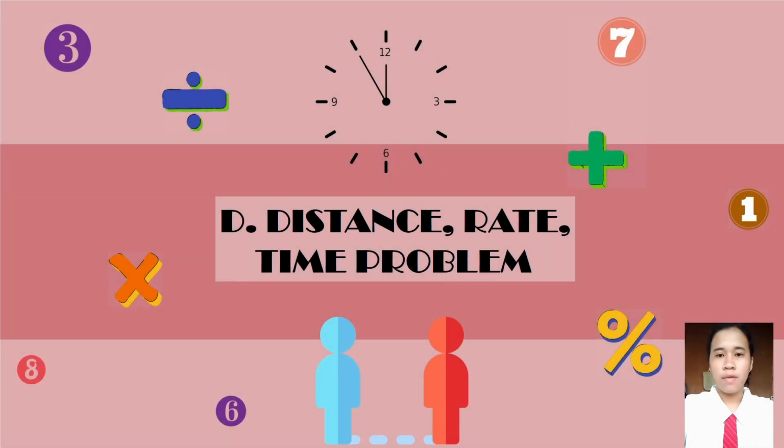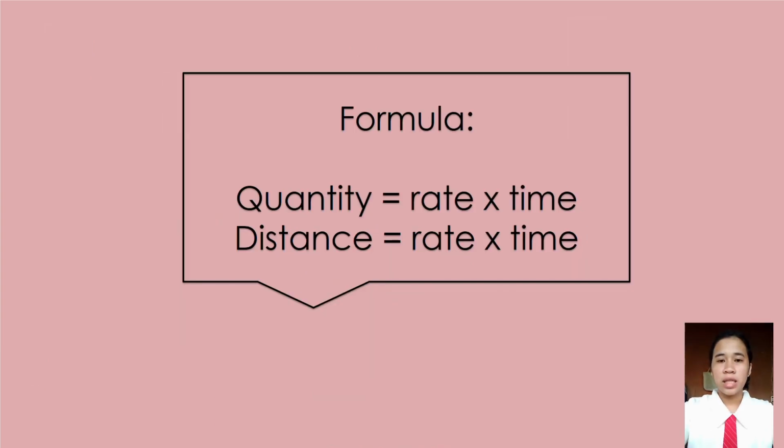Good day everyone. Today I will discuss how to solve the distance, rate, and time problem. To solve these, we use the formula quantity equals rate times time, and distance equals rate times time.